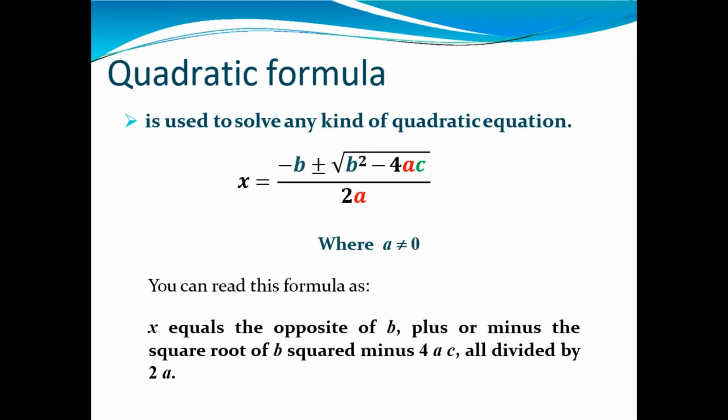Remember that a here should not be equal to 0 because our quadratic term contains our a. Now if a becomes 0, that means that we will no longer have a quadratic term. Then our equation will not be a quadratic equation. Okay? So regardless of whether b or c becomes 0, there's nothing wrong with it as long as our a is not equal to 0.